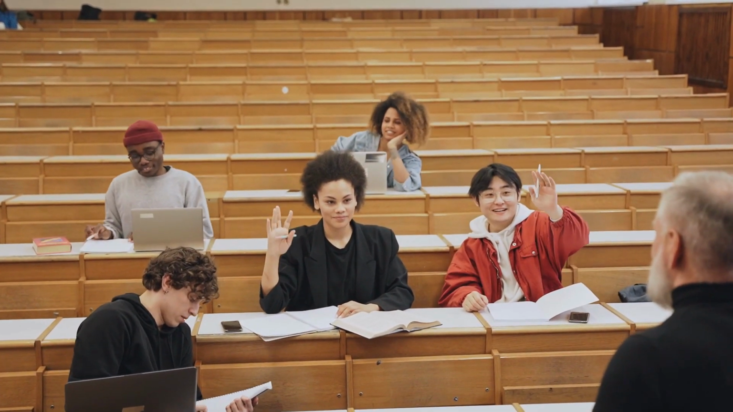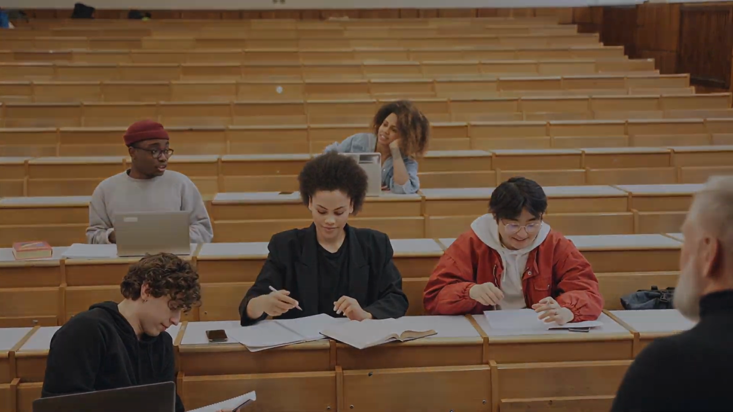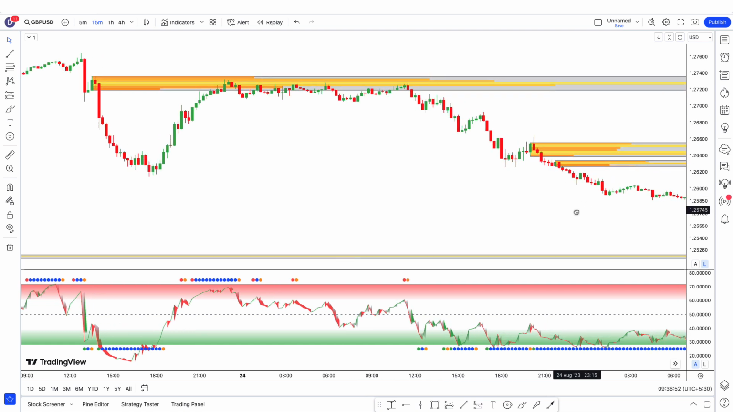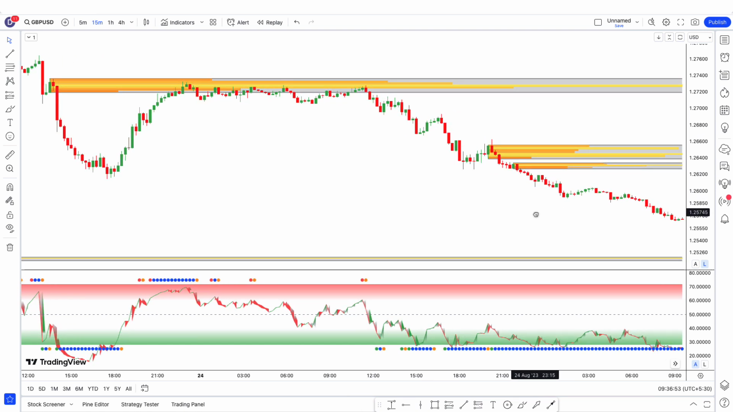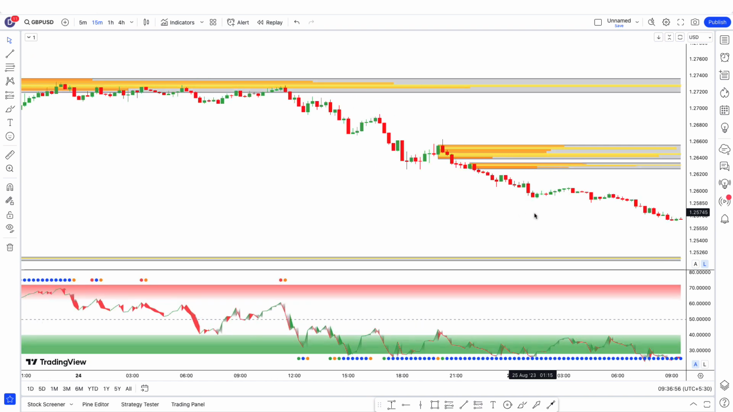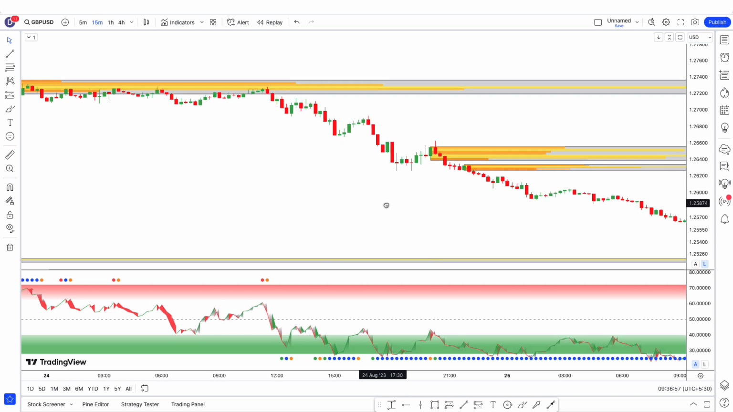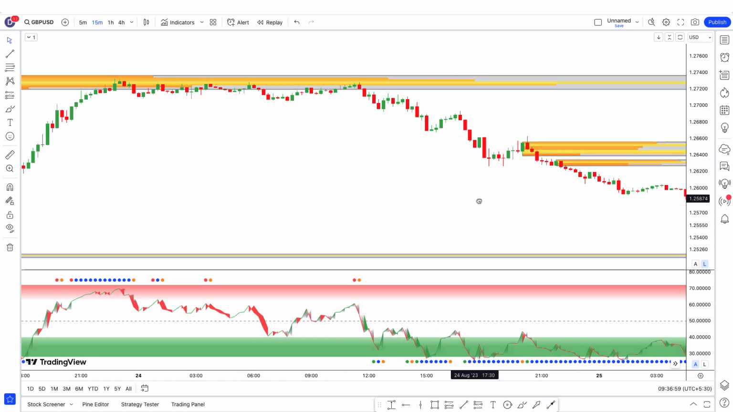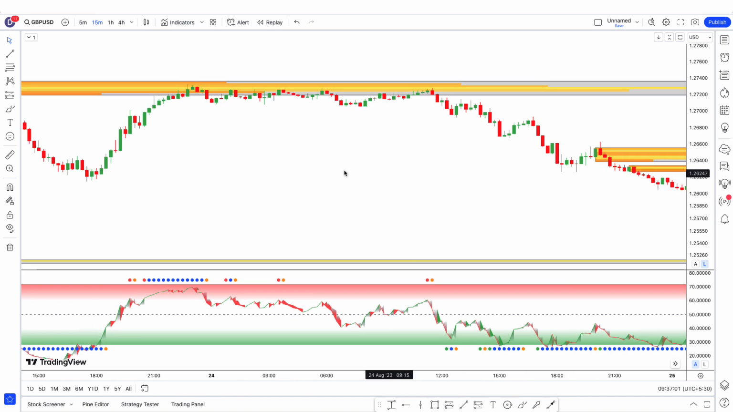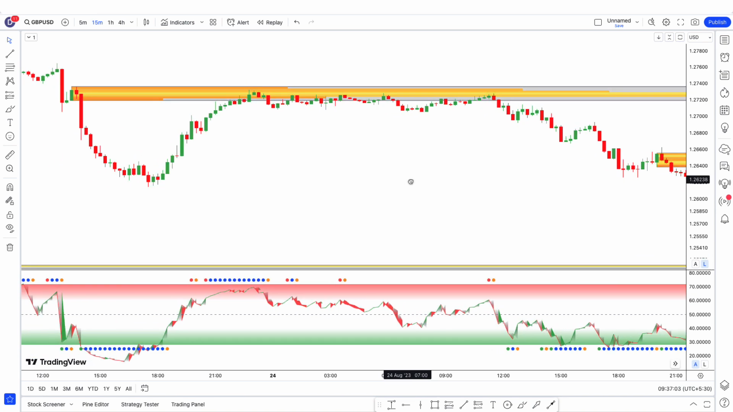This memory of past interest creates a psychological level in the market. In trading, an order block is like a remembered price level from an auction. Traders watch these levels because they believe that large players may be interested in trading at those prices again, either buying or selling. In essence, an order block is a zone of interest based on past institutional activity, and traders use it as a reference point for potential future price reactions.